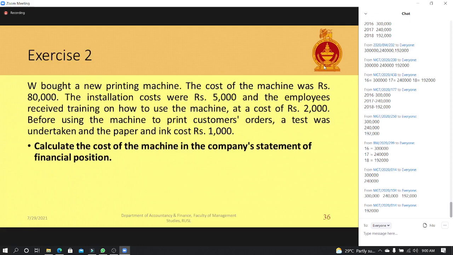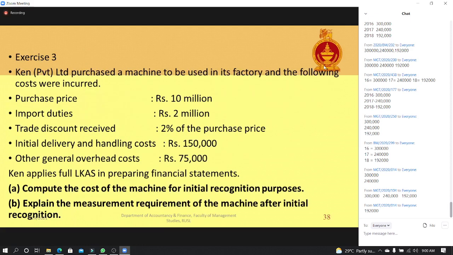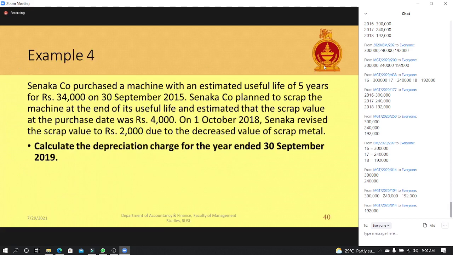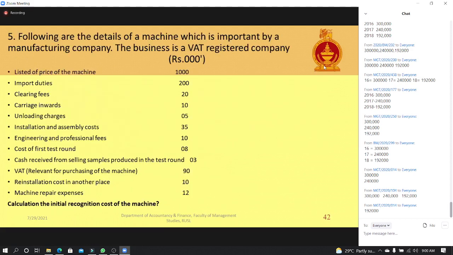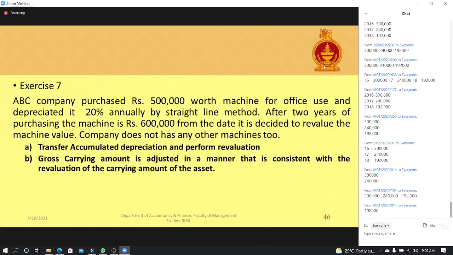Then we did these exercises 3, 4, 5, 6. Now we have to do this. Transfer accumulated depreciation and perform revaluation. Gross carrying amount is adjusted in a manner that is consistent with the revaluation of the carrying amount. So you have to do this exercise.